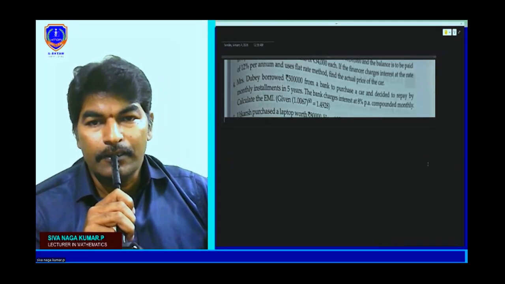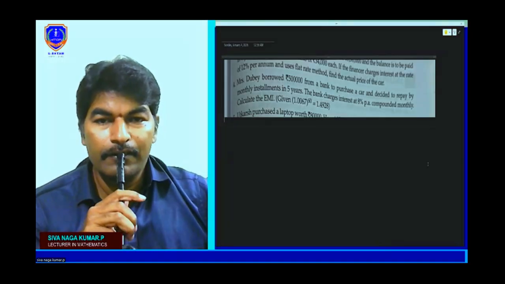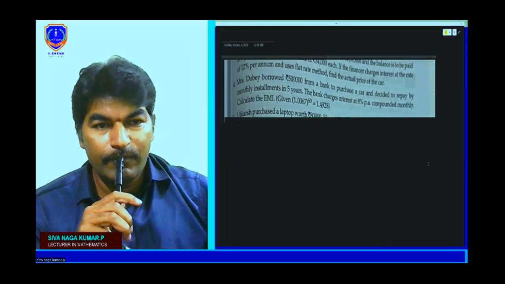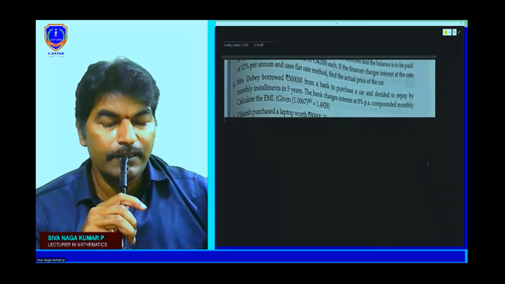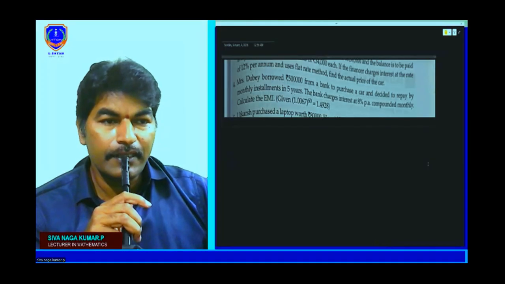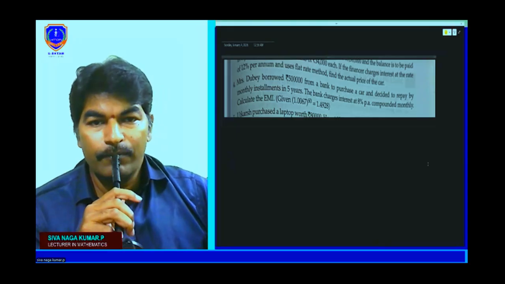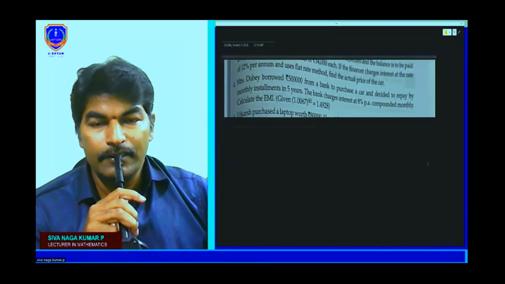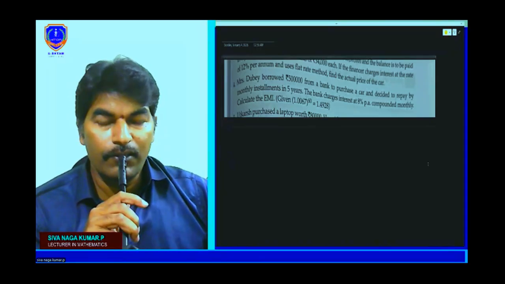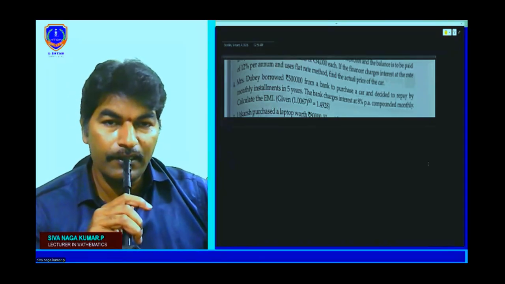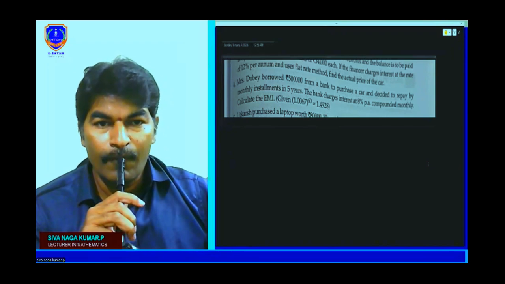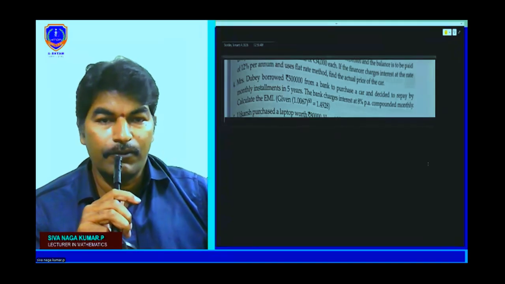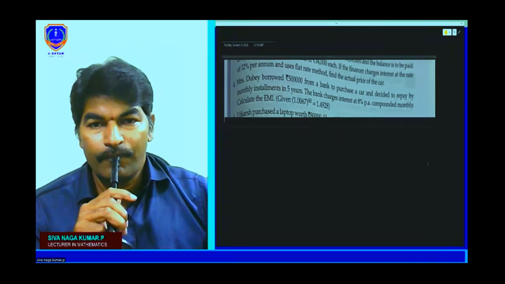Okay, read the question. Mr. Dubey borrowed 5 lakhs from a bank to purchase a car and decided to repay by monthly installment. Whenever you see monthly installment, identify the borrowed amount. The main important thing you have to extract from the problem is how much amount he took as the borrowed amount. That is 5 lakhs.